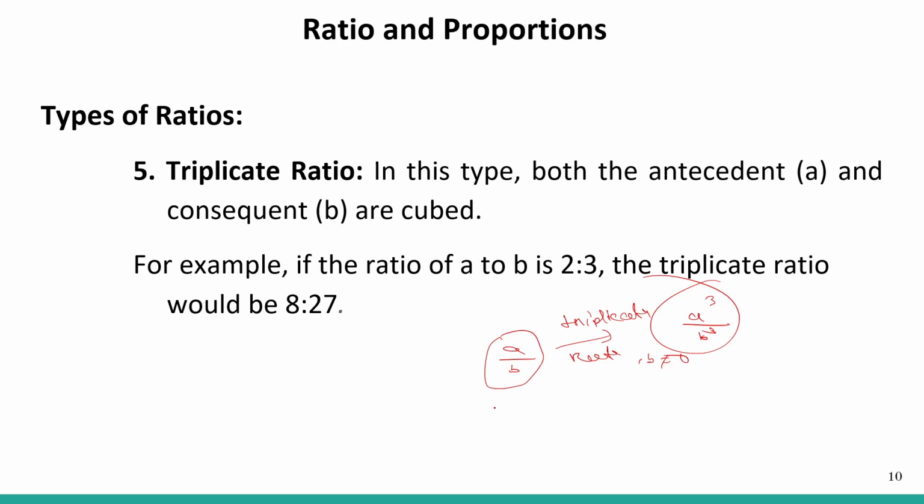So if we have A is to B equal to 2 by 3, then by triplicating the ratio, what will happen is 2 cube by 3 cube, that is nothing but 8 by 27. So this is the answer.